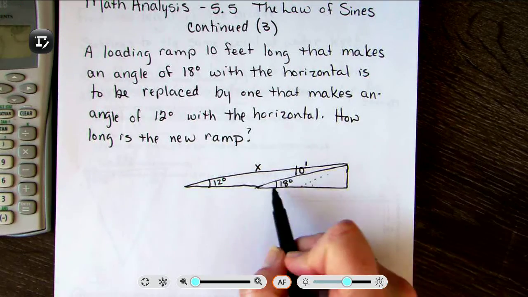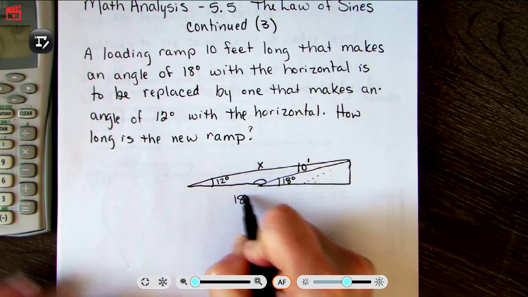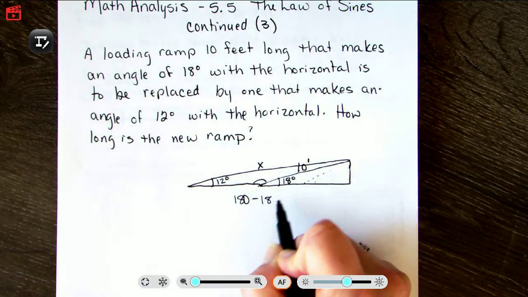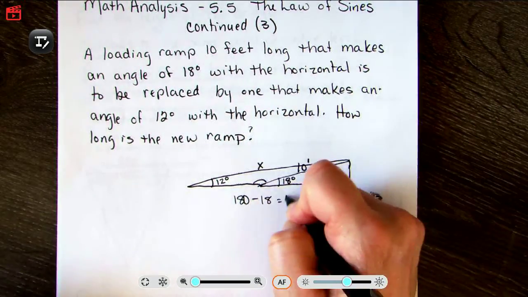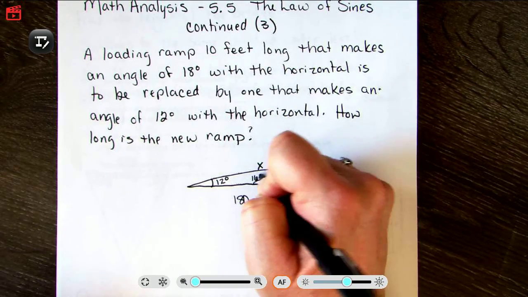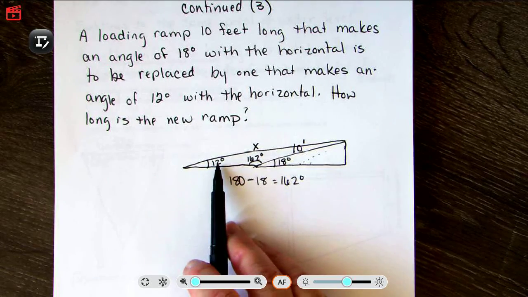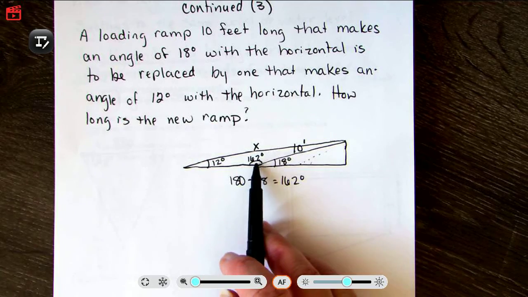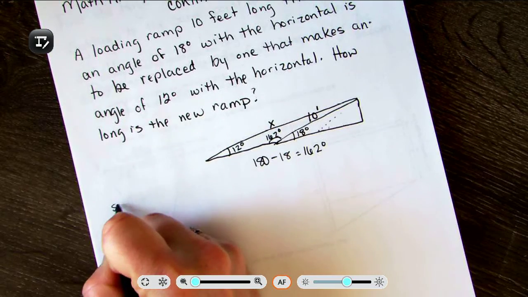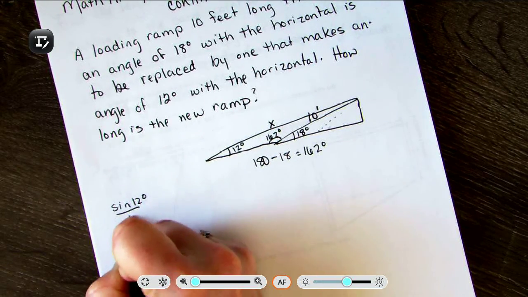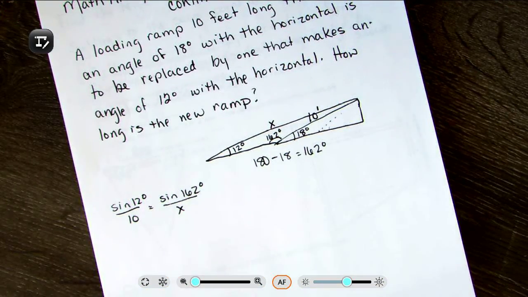So what I'm going to do is find this angle in here. I'm going to be taking that 180 degrees flat minus the 18 degrees, and we'll get that to be 162 degrees. So there's my 162 degrees. And now this is set up for the law of sines, because I have this angle here with its opposite side, and I have this angle here with the opposite side. So I can find my law of sines. The sine of 12 degrees over the 10 is the sine of 162 degrees over my x.